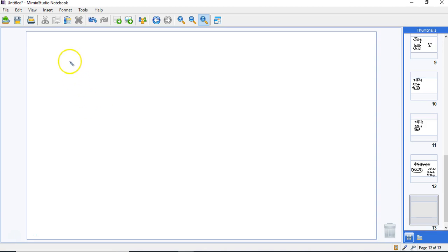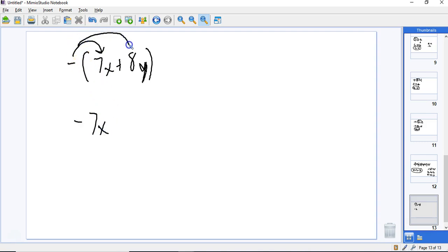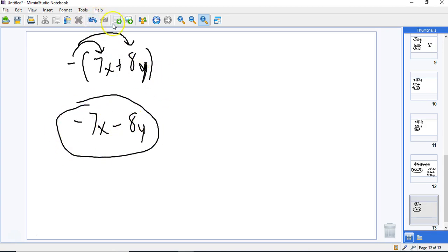Another distribution problem. We've got just the negative on the outside of the parentheses, 7x plus 8y. Okay? Distributing the negative to the 7x, negative 7x. Distributing the negative to the 8y, minus 8y, negative 8y. Got it. Okay? That is your problem. Different variables, they are not like terms. You cannot combine them. Okay?